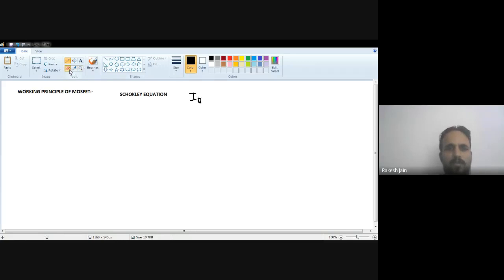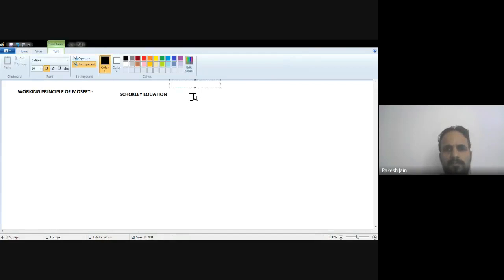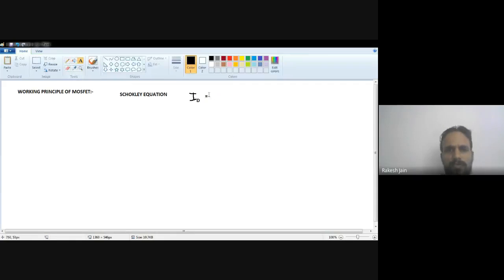This is D instead of O. So the output drain current is equal to IDSS. What is the meaning of this IDSS? It is the current which flows between the drain and source terminals when the third terminal, that is the gate terminal, is short circuited. You will see how it happens from the working principle. IDSS (1 minus VGS upon VP) whole square.